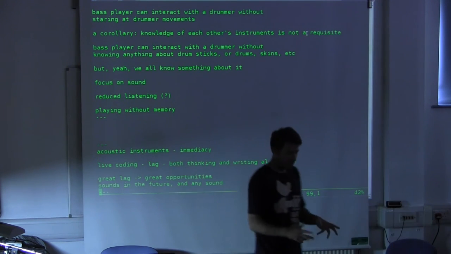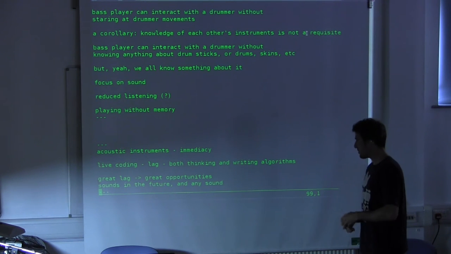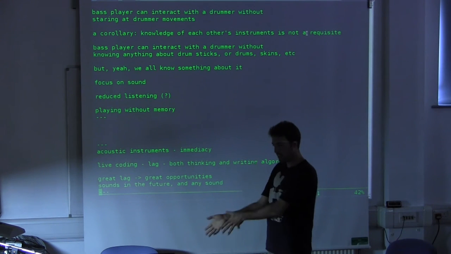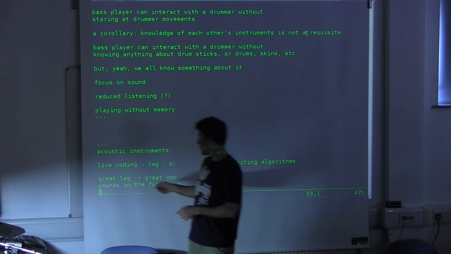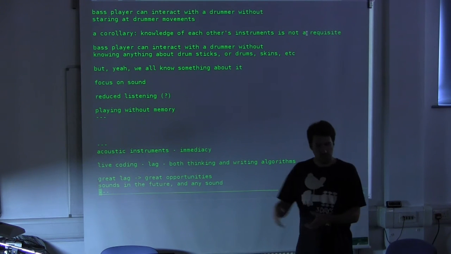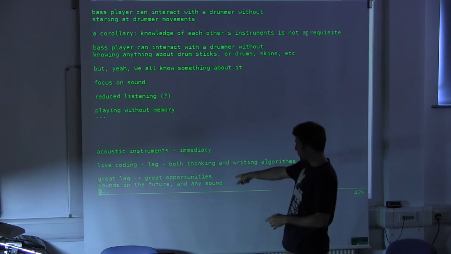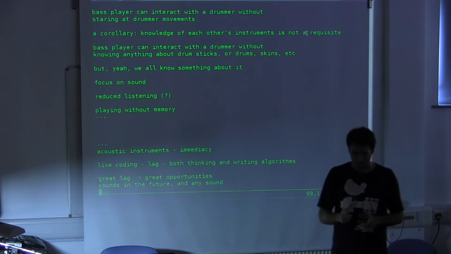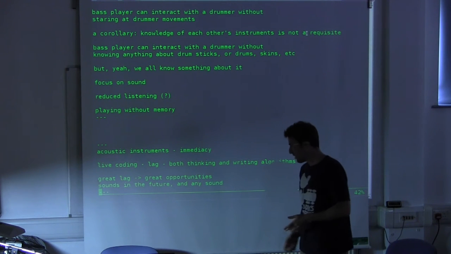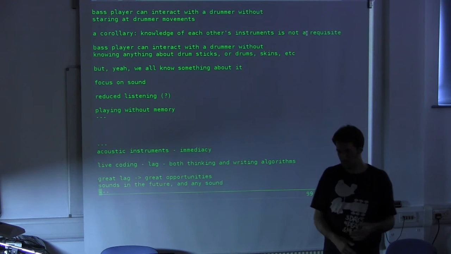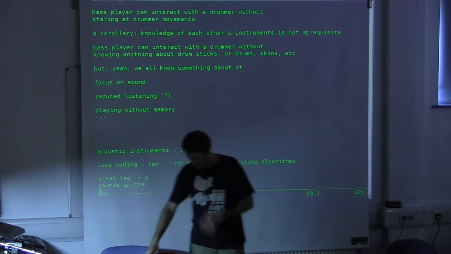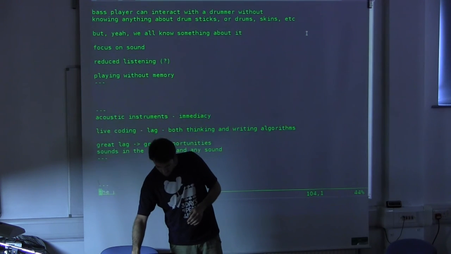Okay, now a bit about the instruments themselves. With acoustic instruments, of course, you have immediacy between any gesture, anything that you do with the body on the instrument, and you get sounds immediately. And of course, with live coding, there's a lag of both thinking about the algorithm and the code itself, and writing it. But with great lag comes great opportunities. So we can program sounds for the future, and we're not limited by the acoustic timbre of a specific instrument, but we can do any sound. So this should be taken into account in this free improvisation scenario, of course.